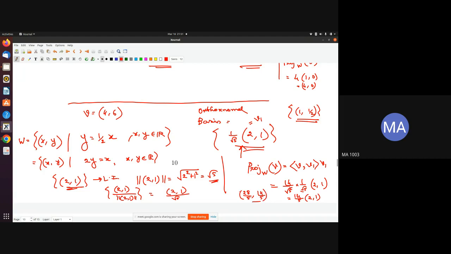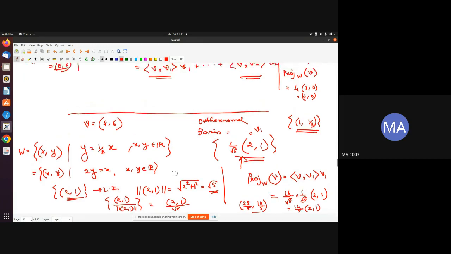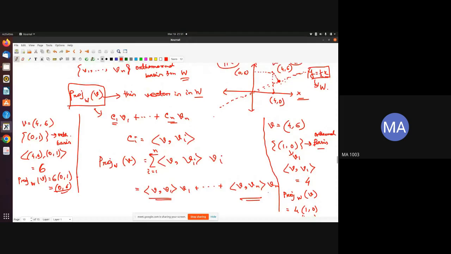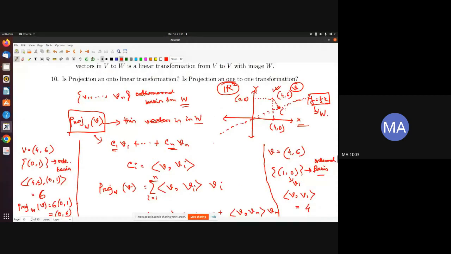Observe that this point is in W: y equal to half of x is still satisfied. So this is in W, which is what it should be. And if you see (4,6) here, this point will be (28/5, 14/5), and that will be our projection. Clear?